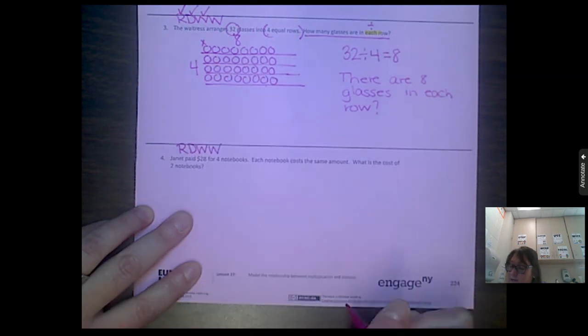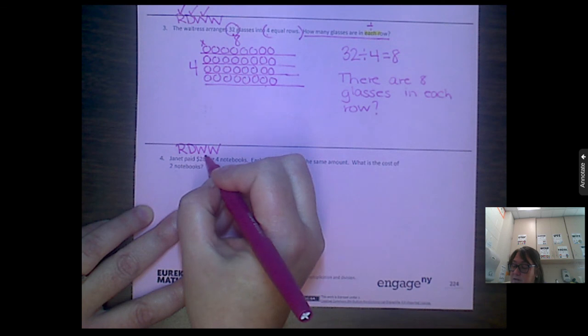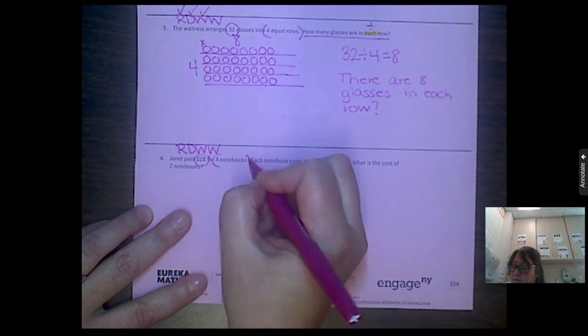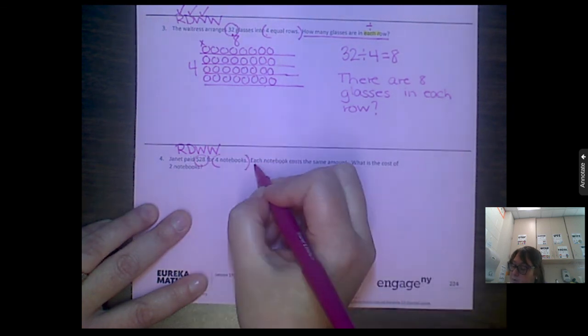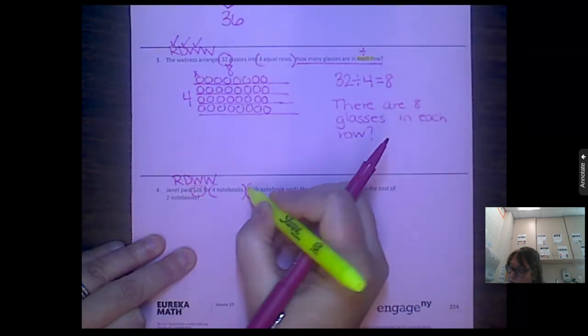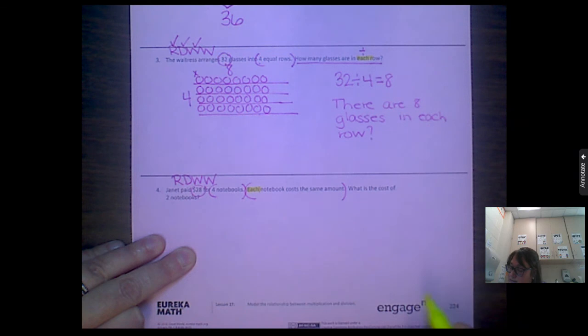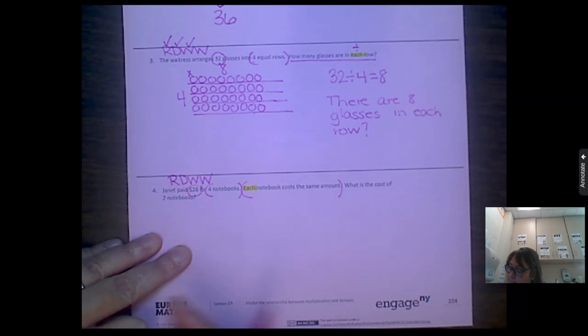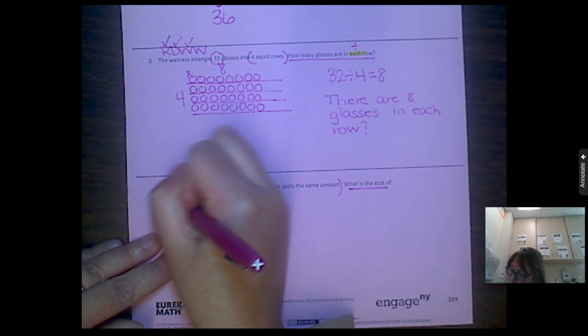Okay. Janet paid $28 for 4 notebooks. Each notebook costs the same amount. There is that clue word. Each notebook costs the same amount. I'm going to multiply or divide. What is the cost of 2 notebooks?